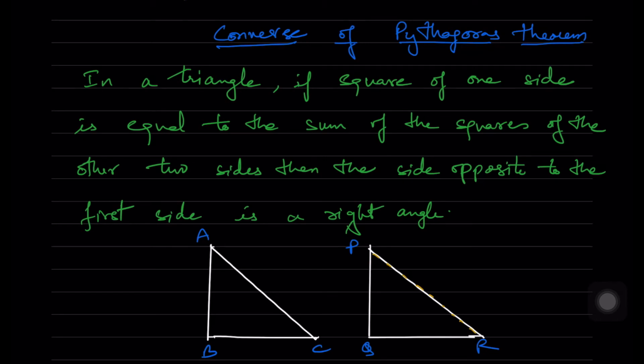So now we are given that the hypotenuse square is equal to sum of square of the other two sides. That is, the square of the longest side is equal to sum of squares of the other two sides. Then we have to prove that the angle which is opposite to the longest side is nothing but right angle.